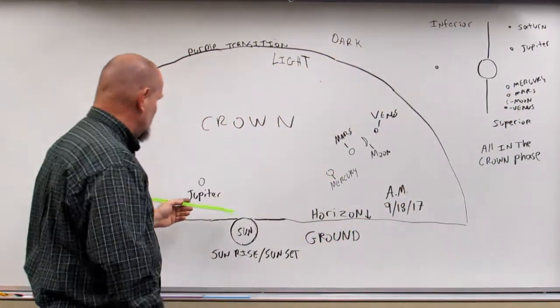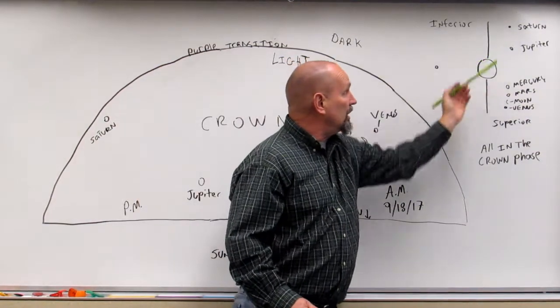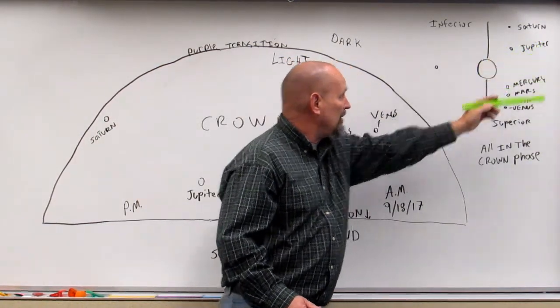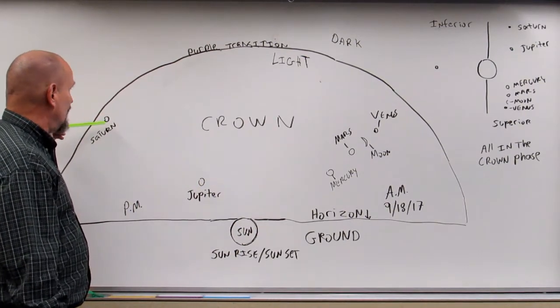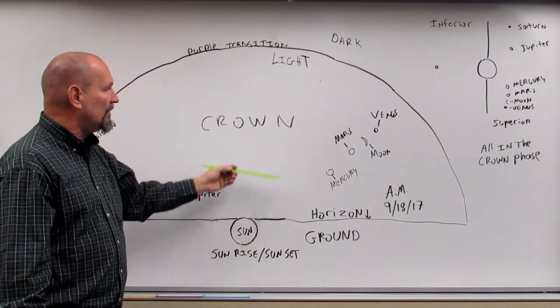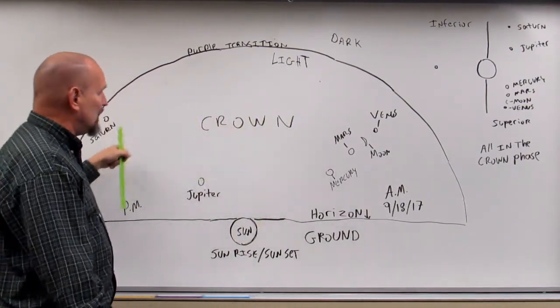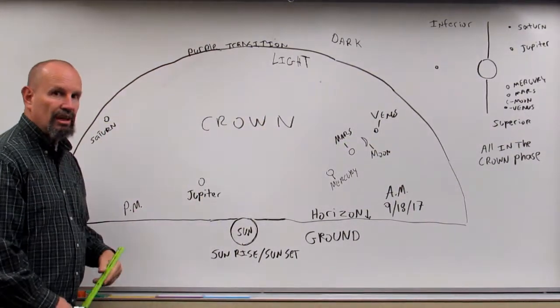And then later on in the evening time, we have Jupiter, which is seen over here, also on this side. It's in its crown phase, and we also have Saturn in its crown phase as well. So not only are they in the crown area of the sun, either in the morning or the evening, each one of these is also in their crown phase.